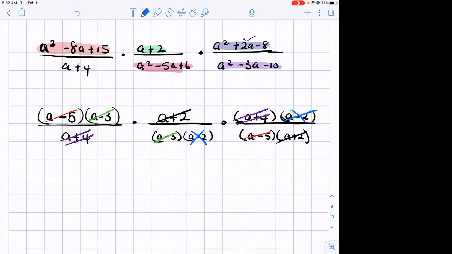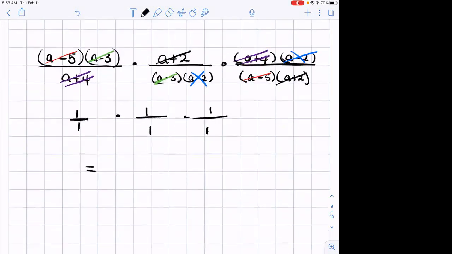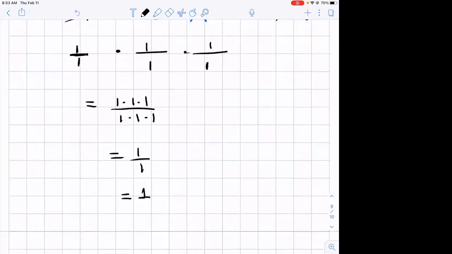So what do we have left? We have 1 over 1, times 1 over 1 again, times 1 over 1 again. Everything basically canceled out. So this leaves me with 1 times 1 times 1 over 1 times 1 times 1, which is equal to 1 over 1, and that is equal to 1. And this is the final answer. You cannot say everything canceled out and that's it.